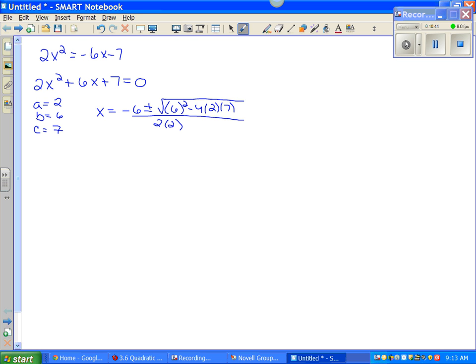All right. So we get x equals negative 6 plus or minus the square root of 36 minus what? 56? 36 minus 56? Negative 20 over 4. How many of you got that far? Great. Okay, so the complex solution comes in because I have a negative underneath my radical. How can I reduce negative 20? Yeah, we're going to do radical negative 4 and radical 5.